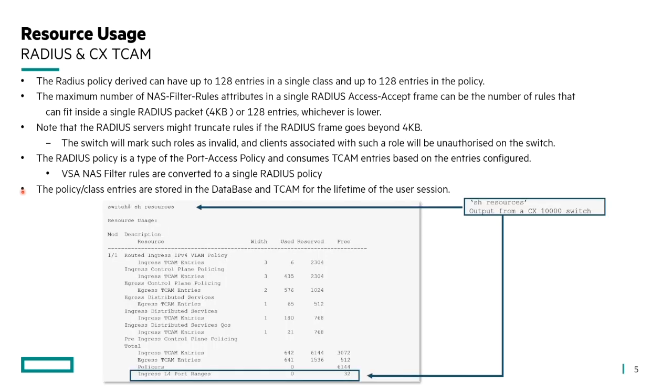So this is the output from the CX 10.13 switch, and of course the available reservations for each policy type will vary depending on which CX platform you're on. But if you use show resources, you can see the ingress layer 4 port ranges at the bottom there and the consumption of those resources.